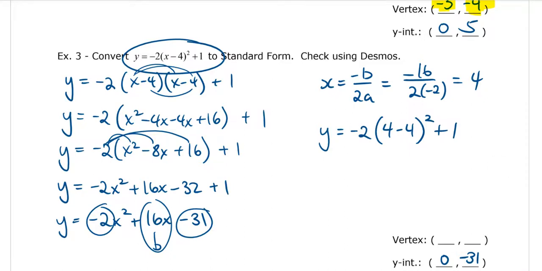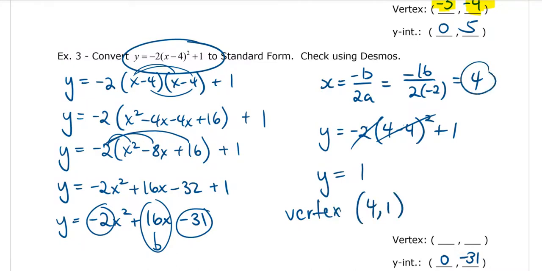Well, we know 4 minus 4 is 0, so that goes away. 0 times negative 2 is still 0, so that goes away. So y equals 1. So I would expect my vertex to be 4, comma 1. X is 4, y is 1, so it's 4, comma 1. Now let's verify this using Desmos.